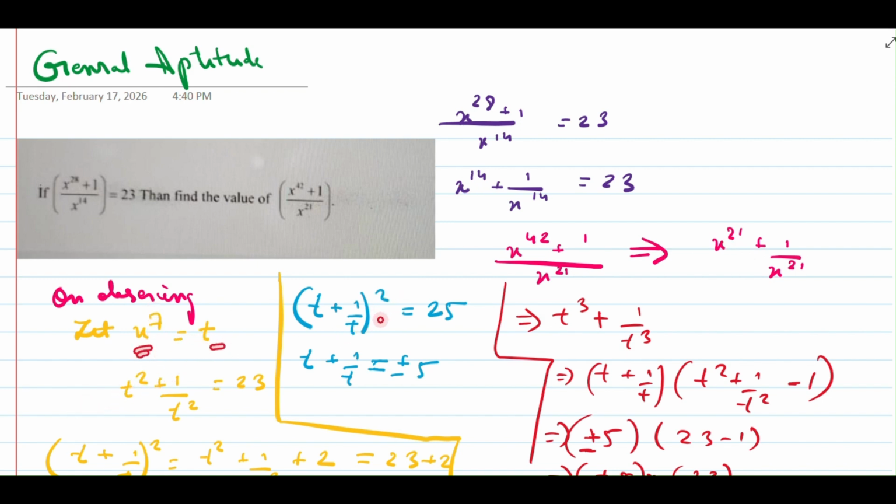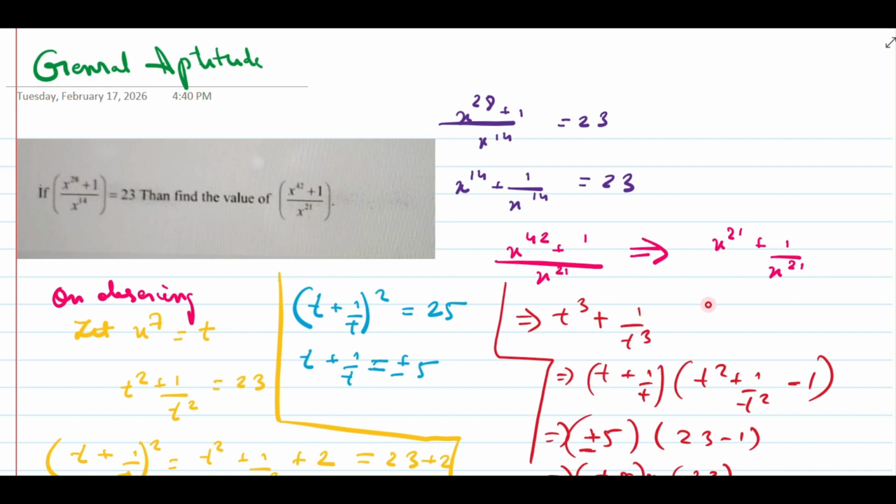Then I put it in my first equation, and then t square plus 1 by t square is equal to 23. I put the identity a square plus b square plus 2ab is equal to a plus b whole square, and solved it for t plus 1 by t. I got the value plus minus 5, but plus minus 5 doesn't matter as such. We will put it in what we need to find. We calculate that t cube plus 1 by t cube is what we need to find.